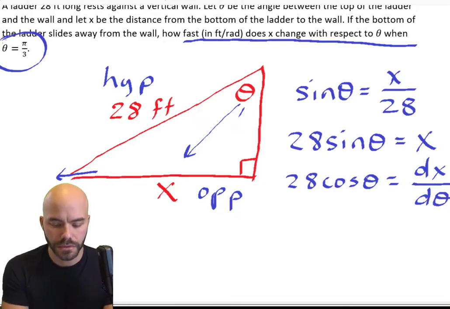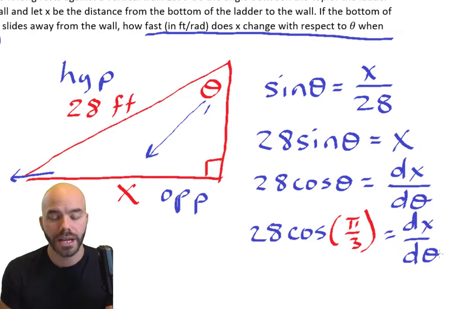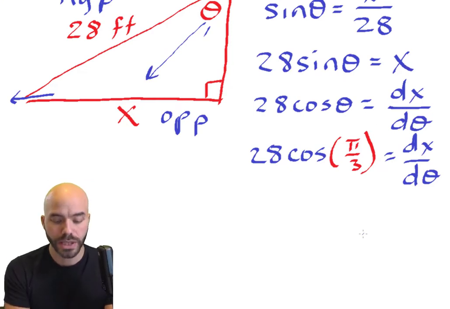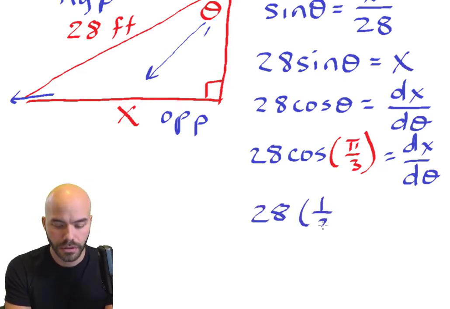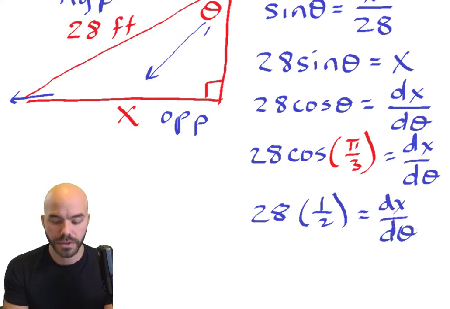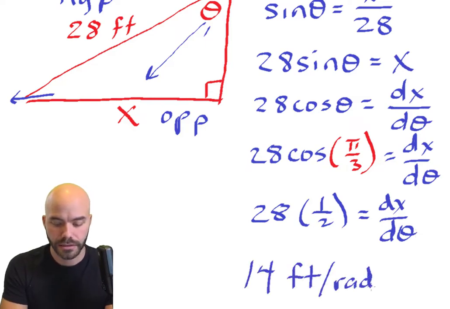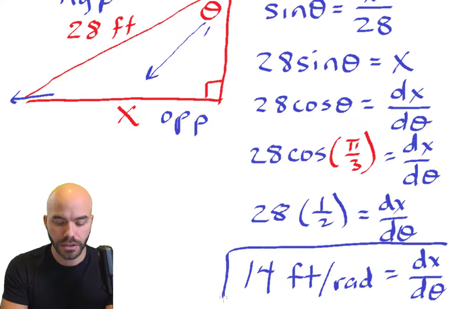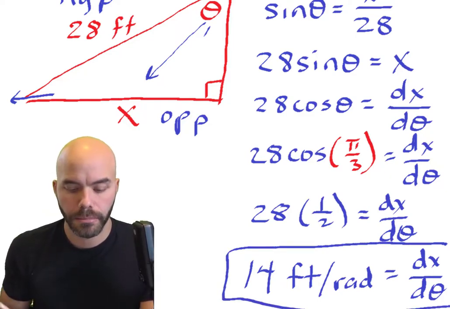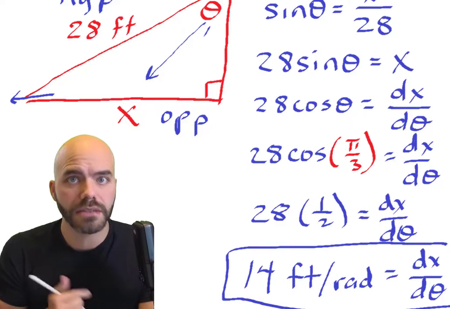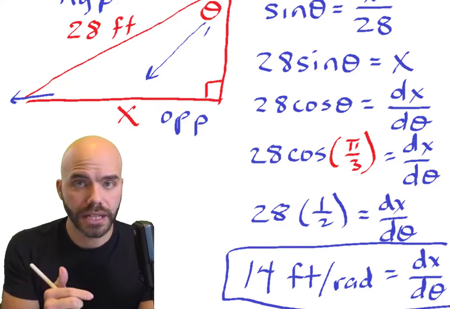So we're going to take that pi over 3, plug it into cosine theta, and then we're just going to calculate. So what's cosine of pi over 3? Well, that's 1/2. So I have 28 times 1/2. And then finally, my answer is going to be 14 feet per radian. There you go. So x is changing by 14 feet per radian.